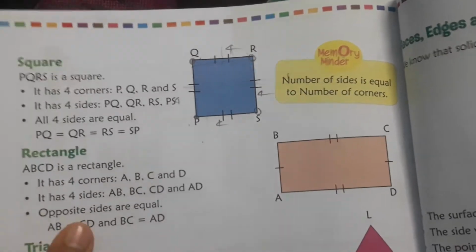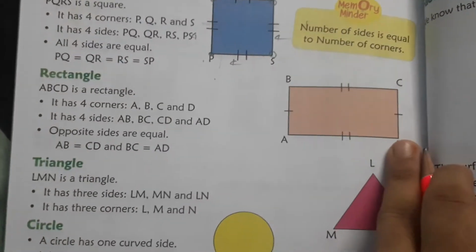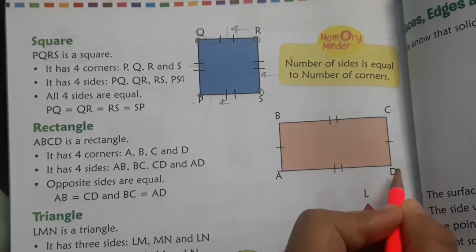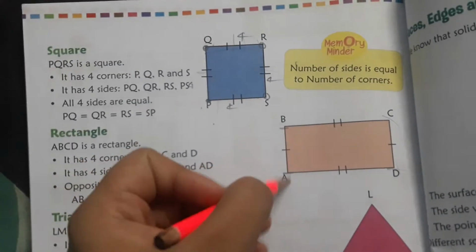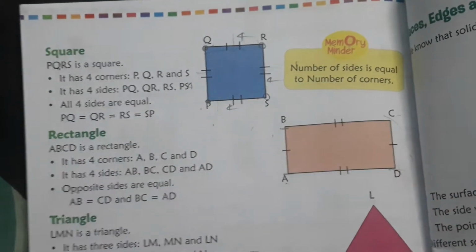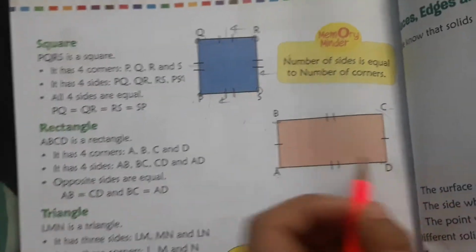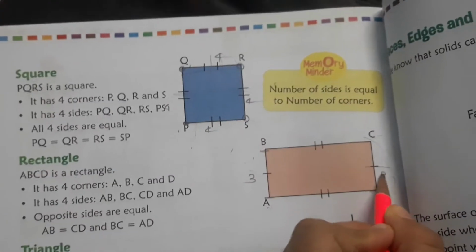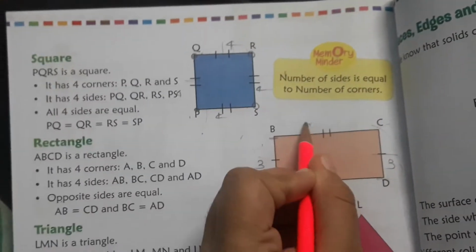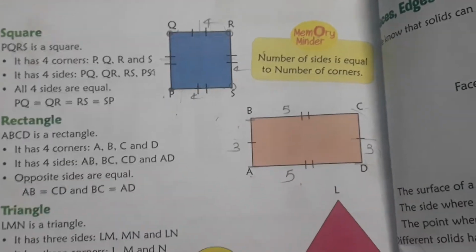Next is rectangle. So here given ABCD is a rectangle. It also has 4 corners, A, B, C, D. It has 4 sides, AB, BC, CD, and DA. Opposite sides are equal, like AB is equal to CD. If this is 3, then this will also be 3. This is equal to this, means if this is 5, then it will be 5.